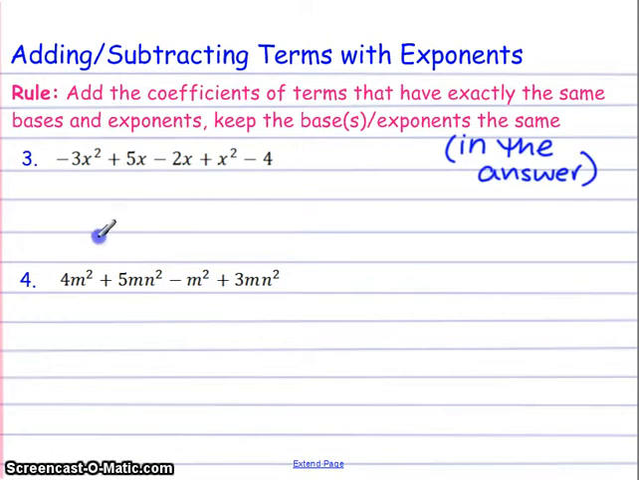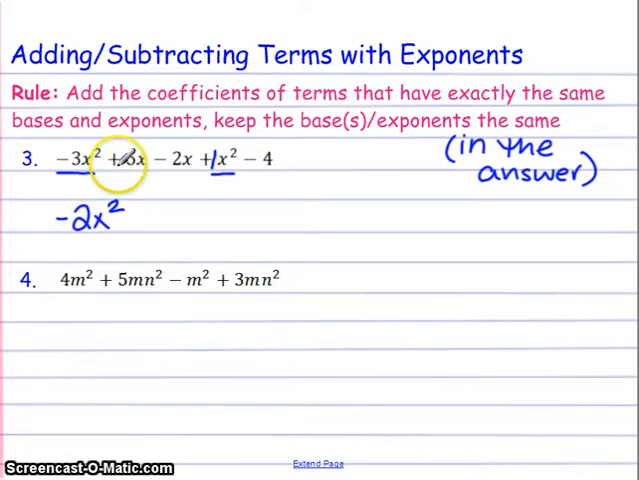So here's what I can add together in number 3. Negative 3x squared and x squared can get added together because they have exactly the same base of x, and the x's have squares on them. So I'm going to add together the coefficients. x squared is like a 1x squared, so 1 and negative 3 gives you negative 2. So you'd have negative 2x squared.